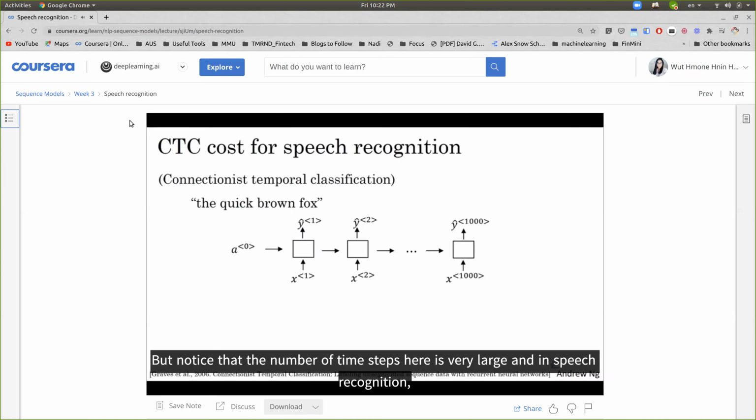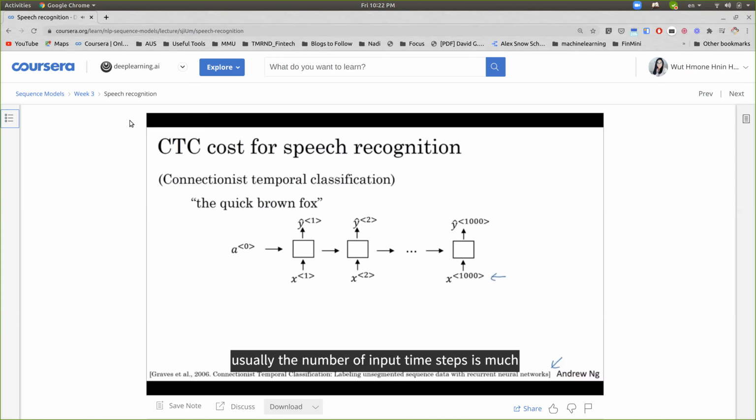But notice that the number of time steps here is very large. And in speech recognition, usually the number of input time steps is much bigger than the number of output time steps. So for example, if you have 10 seconds of audio and your features come at 100 hertz, so 100 samples per second, then a 10-second audio clip would end up with 1,000 inputs. But your output might not have 1,000 characters. So what do you do? The CTC cost function allows the RNN to generate an output like this.